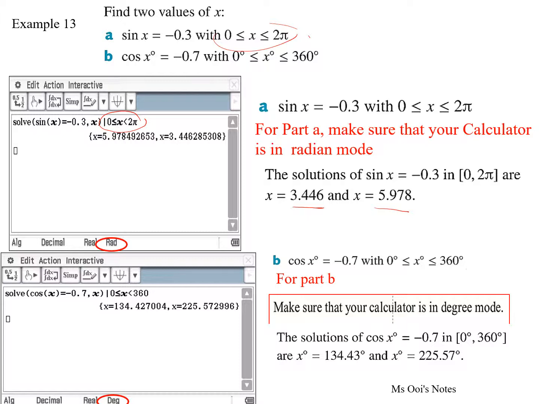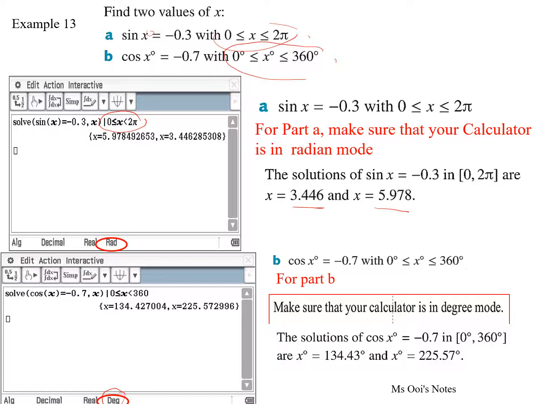So for part A, make sure your CAS calculator is in radian mode because it's in radians. For part B, you notice that it's x degrees, so that is in degrees. Can you see here when it's in radian mode, you would just see sine x without the unit here. It's understood it's in radian mode. If it's in degrees, we could see cos x degree. So what you need to do now for part B is change that to degrees.